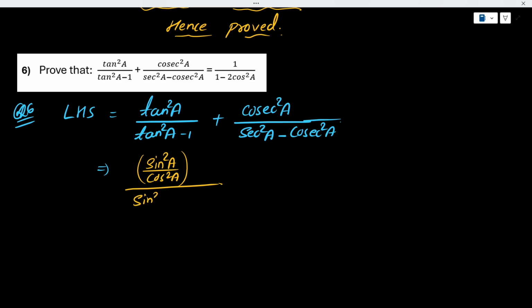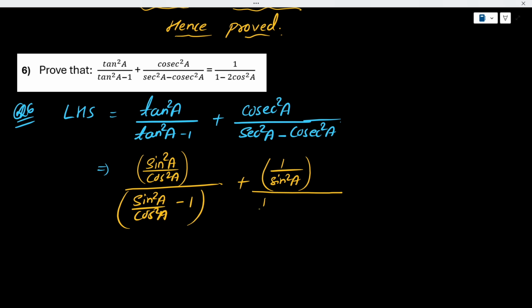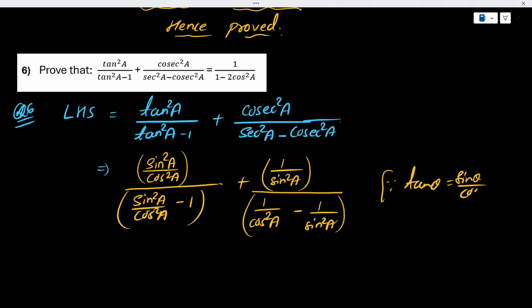Here also we can write down sine square A by cos square A minus 1, this is the numerator, plus cosec square A is 1 by sine square A, because cosec A is 1 by sine A, and sec A is 1 by cos A, so it's cos square A minus 1 by sine square A. So whichever identity you have used here, what are the rules we know? Tan theta is sine theta by cos theta you have used. Then you have used reciprocal: cosec theta is reciprocal of sine theta, and sec theta is reciprocal of cos theta, right?